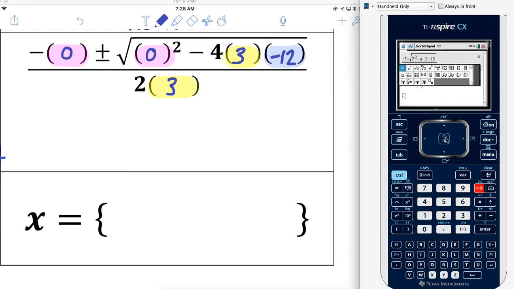So toolbox, fraction. Writing across the top, we're going to go negative, negative parenthesis 0, close parenthesis. We're doing the minus first so that we get our least answer. Control, square root, parenthesis 0 parenthesis, square it with the x squared, minus 4 parenthesis 3 parenthesis, parenthesis negative 12 parenthesis. That whole thing is the top. Go down to the bottom, 2 parenthesis 3 parenthesis.